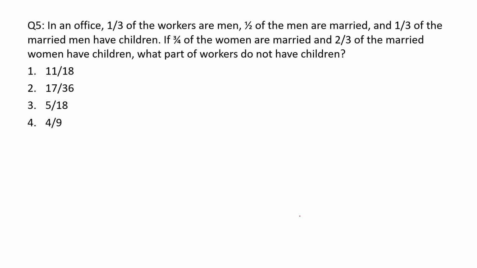Next problem. In an office, 1/3 of the workers are men. 1/2 of the men are married and have children. Okay. If 3/4 of the women are married and 2/3 of the married women have children, what part of workers do not have children? Okay. Again, the question is not clear. Pause the video and go through the problem again.